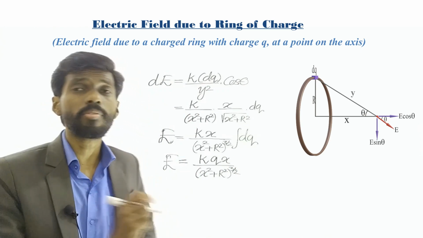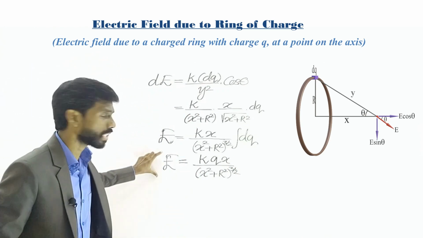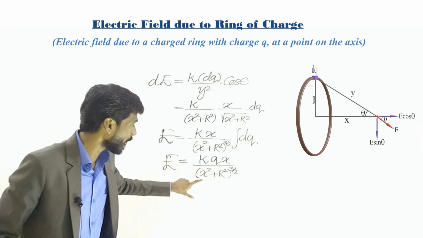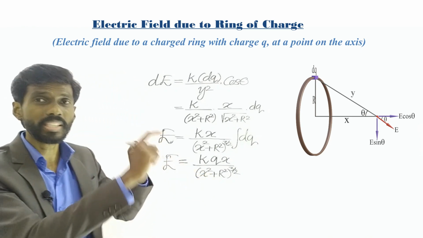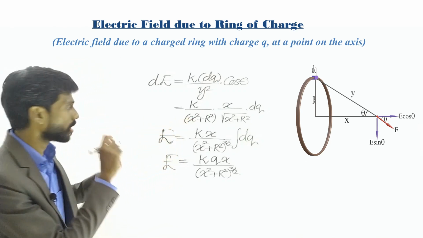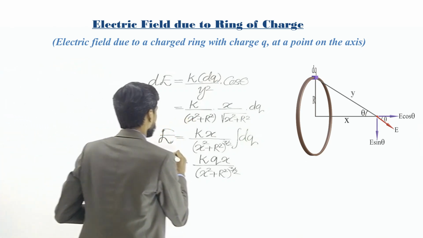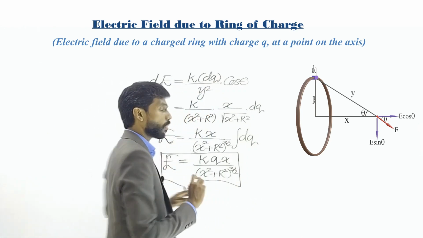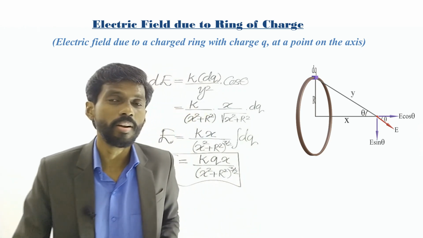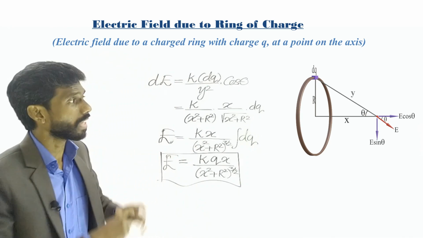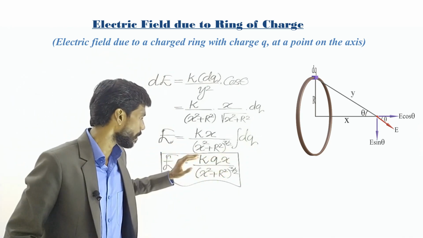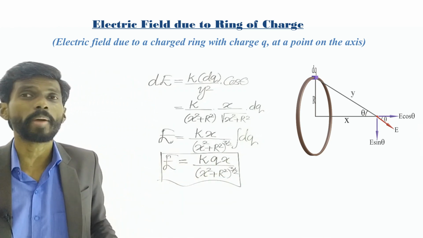You understand? So this is the formula that you have to remember. The electric field due to a ring of charge. Here r is the radius of the ring, and x is the distance from the center of the ring. So this formula you have to remember. This is the next formula about electric field: for a ring of charge, the electric field is simply kqx divided by x squared plus r squared to the power 3 by 2.